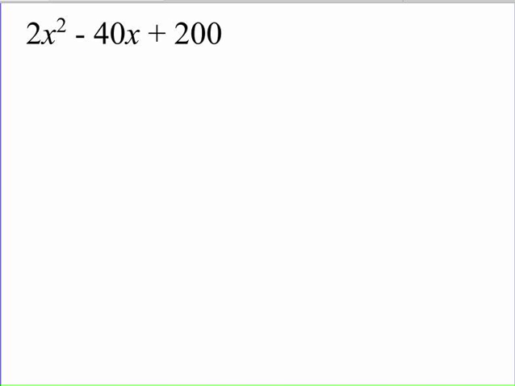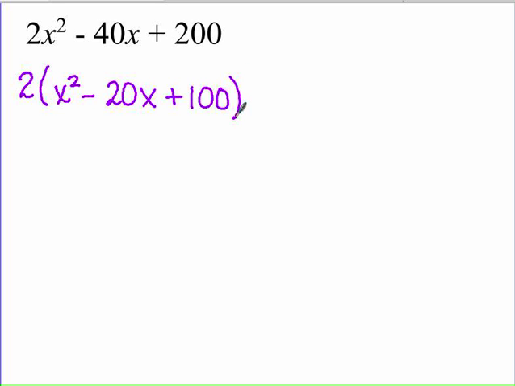All right, let's look at this one. 2x squared minus 40x plus 200. Is there something in common, yes or no? Yes. What's in common? 2. So let's take a 2 out. What does that leave me with? X squared minus 20x plus 100.